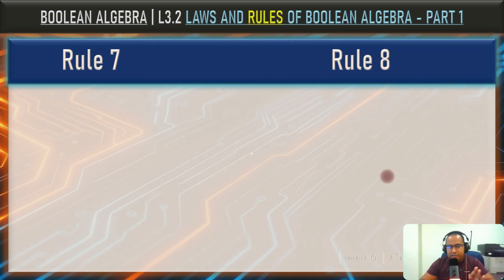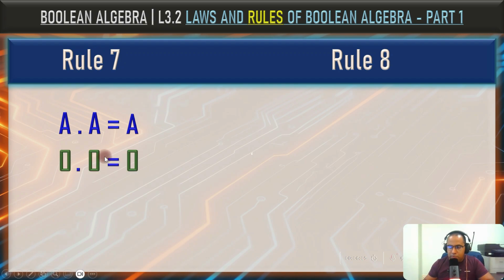Let's analyze rule 7. Rule 7 states that a variable multiplied by itself results in itself. Here we are dealing with Boolean multiplication, which corresponds to the AND gate. This rule tells us that ANDing a variable with itself does not change the result. That is, it remains the same variable. Let's confirm with all possible values of A.